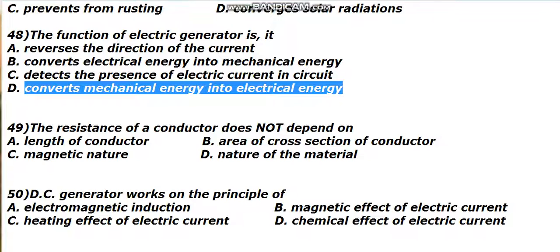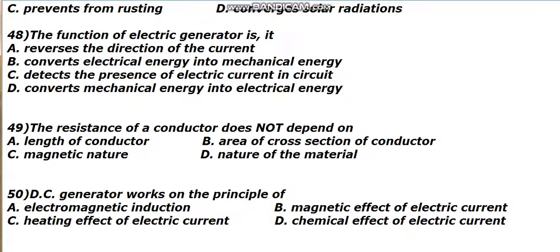See, the 49th question is: the resistance of a conductor does not depend on. This is from the electricity lesson, which I have discussed. Except for two questions, I have not seen any other question from the electricity lesson that I discussed. So this is one of the questions which I discussed in that lesson. The resistance of a conductor depends on the length of the conductor, the area of cross section, and the nature of the material it is made up of. So the unwanted answer is magnetic nature. The correct answer for this question is C, magnetic nature.